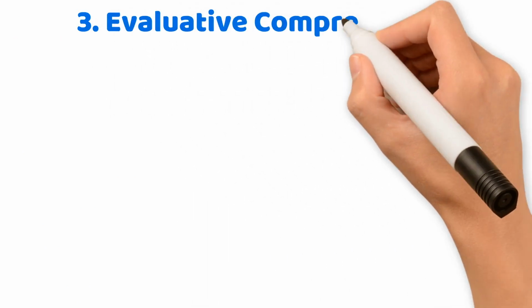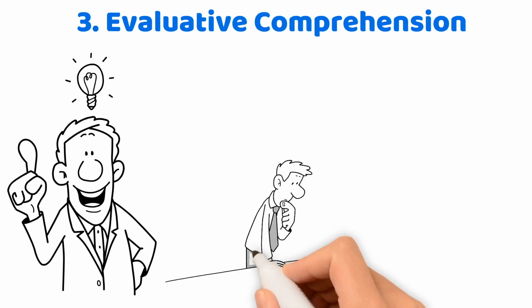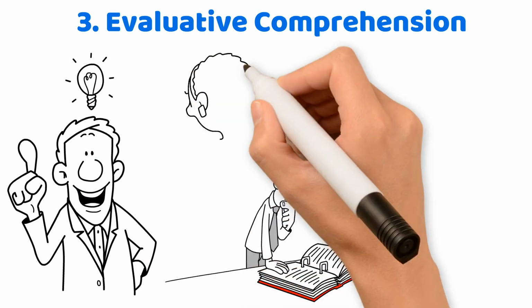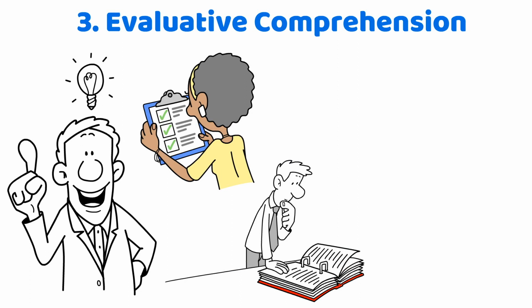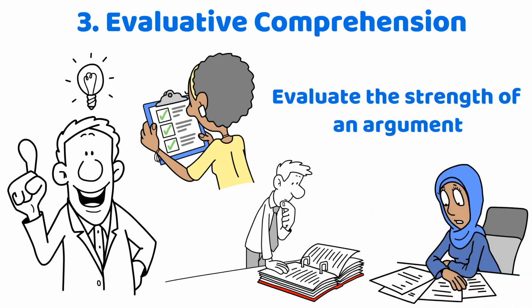3. Evaluative comprehension. The highest level of comprehension. This involves making judgments about what you read, assessing the text's validity, and critiquing its content. Expect exam scenarios where you need to identify an author's bias or evaluate the strength of an argument.